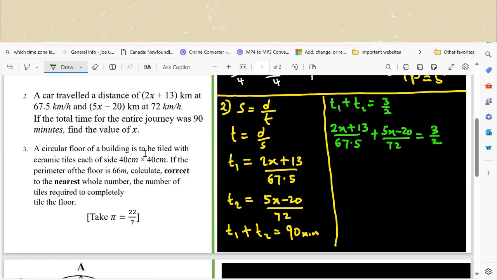Now, for us to solve this equation, let's multiply by 2. This first algebraic fraction, if we multiply by 2 to clear the denominator, we multiply the numerator by 2 and then multiply the denominator by 2. It gives us 135. Then here also, this is in order. We have 5x minus 20 all over 72 equals 3 over 2.